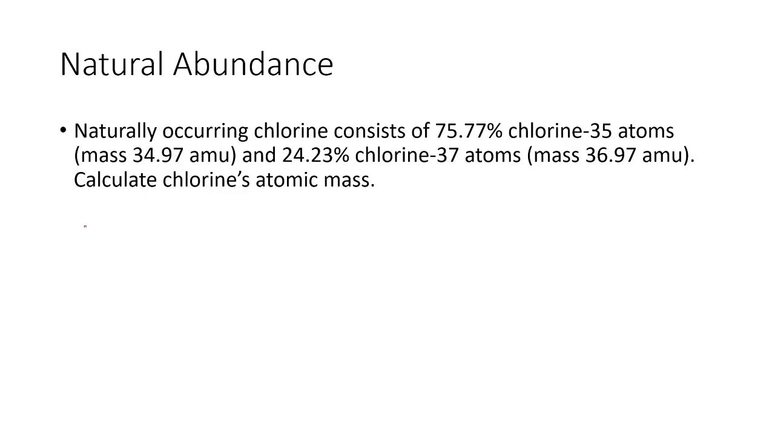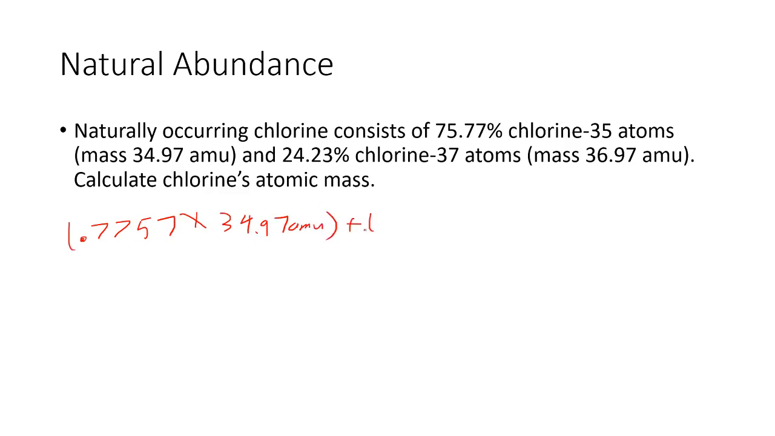So what I'm going to do is take each together, and it's going to work like a weighted average. So in this case, we have 75.77%, so that would be written as 0.7757. And we're going to multiply that times the mass of the chlorine-35 atom, which is going to be 34.97 AMUs. So we do this first.